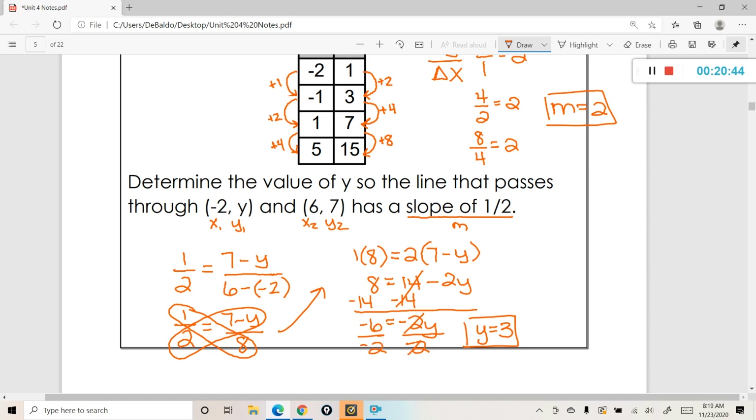Now, what does that actually mean? Remember, the y is what we were searching for. This is that piece of this coordinate that was missing. So now we know that a line with a slope of 1/2 is going to pass through the coordinates (-2, 3) and (6, 7). So we used our understanding of equations and proportions to solve this problem. All right, that brings us to the end of our lesson on slope.